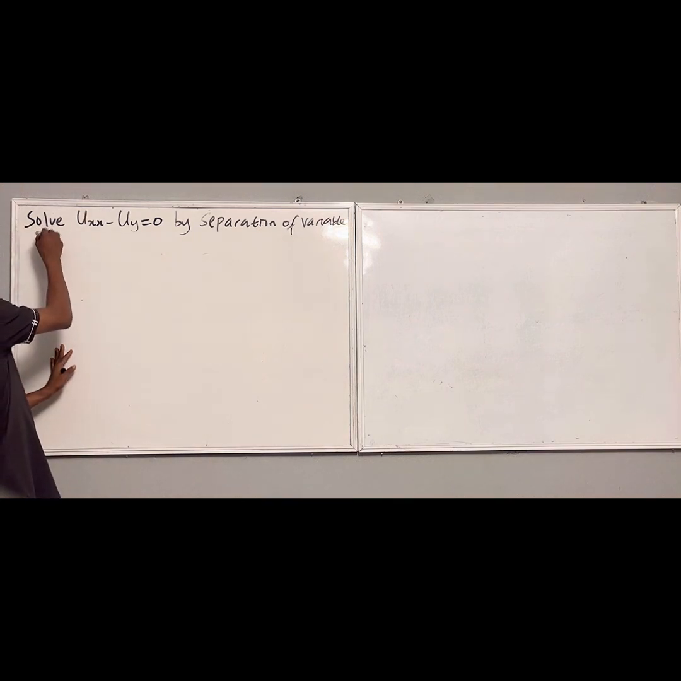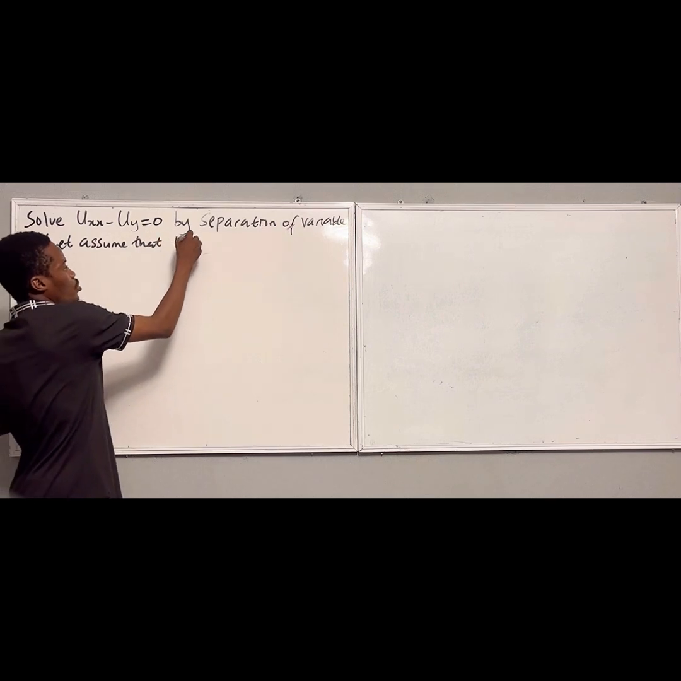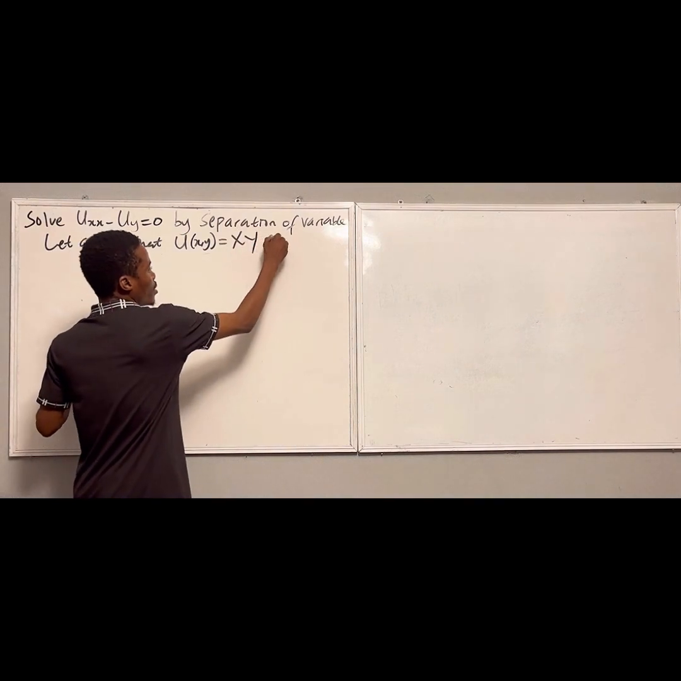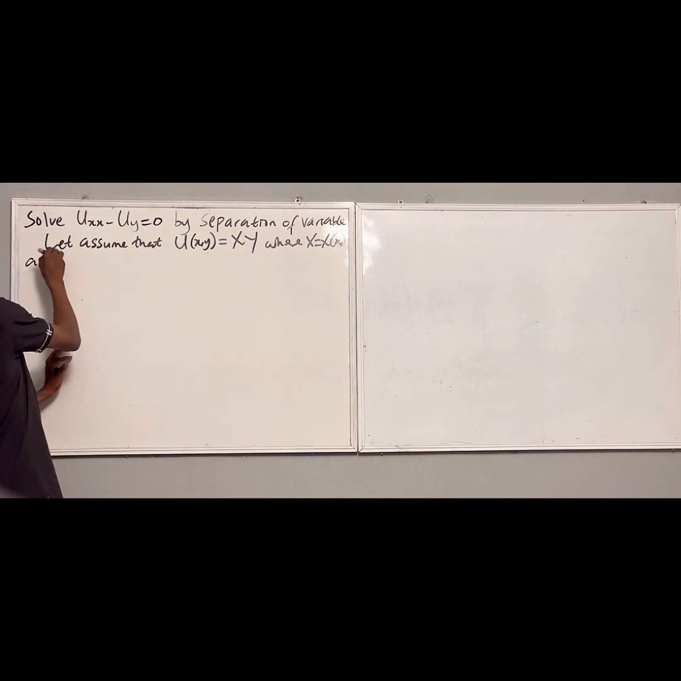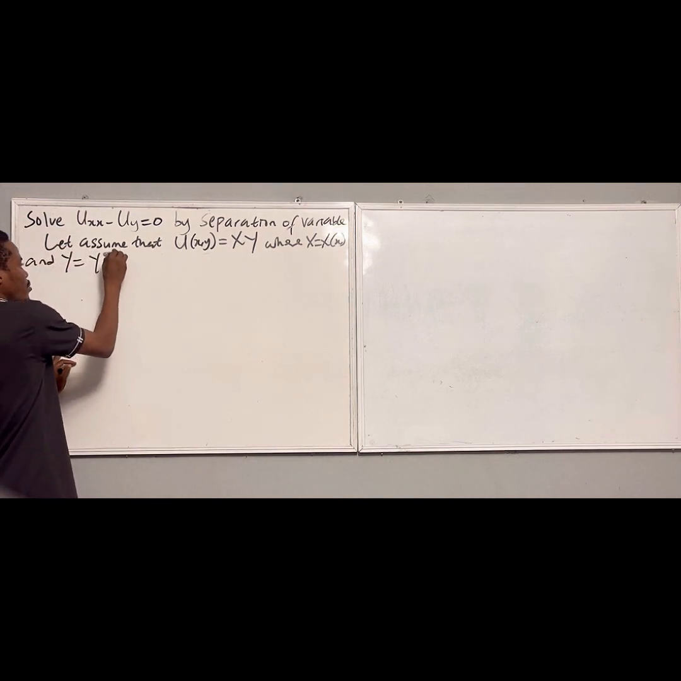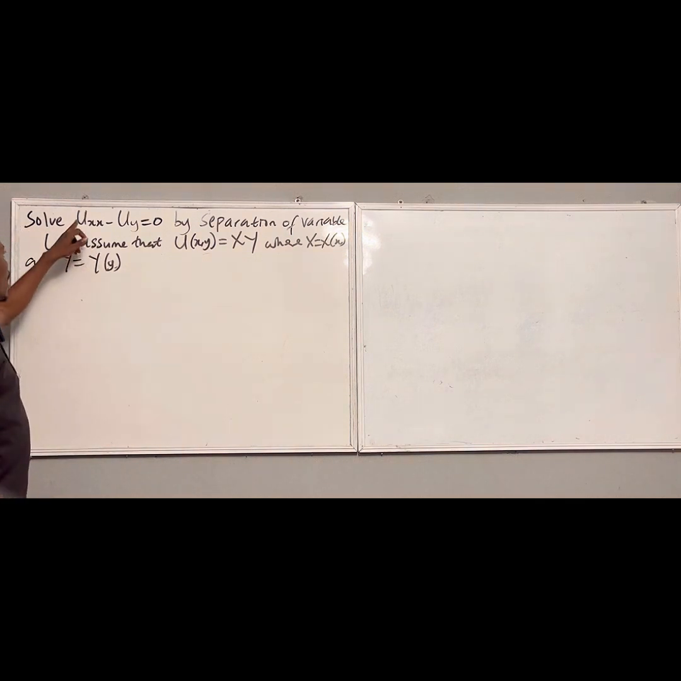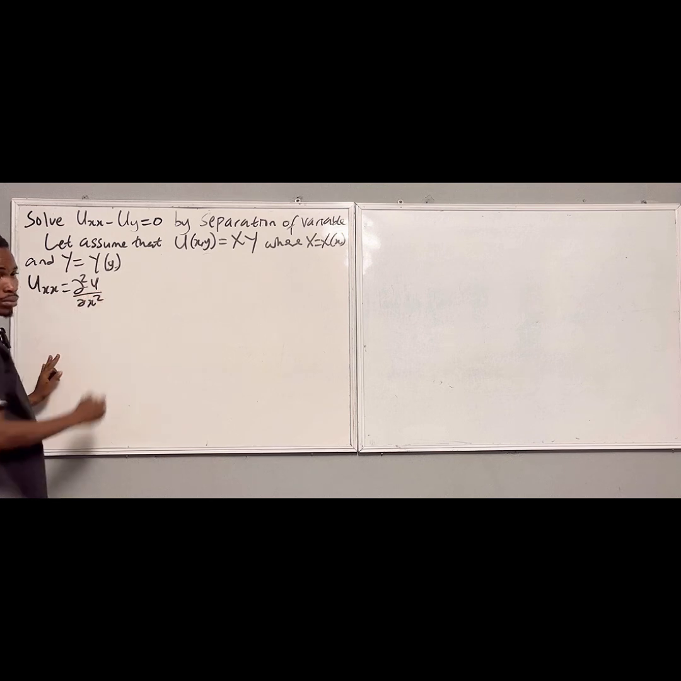We assume that u of x comma y is X(x)Y(y), where X is a function of x and Y is a function of small letter y. So it means our Uxx is a second order partial differential equation. Uxx is the square u all over the x square.